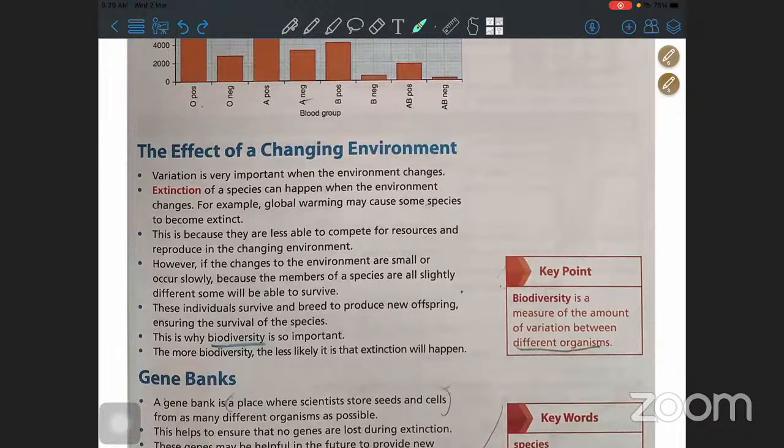However, if the changes of the environment are small and occur slowly, it is different. If the environment changes too suddenly, the organisms cannot cope with it and will become extinct. However, if it happens slowly, because the members of the species are all slightly different, some may survive. Those individuals survive and breed new offspring, ensuring the survival of the species. That means the stronger or more suitable organisms will produce offspring, and so the genes will be preserved. This is why biodiversity is so important. Biodiversity is a measure of the amount of variation between different organisms. The more biodiversity, the less likely that extinction will happen.